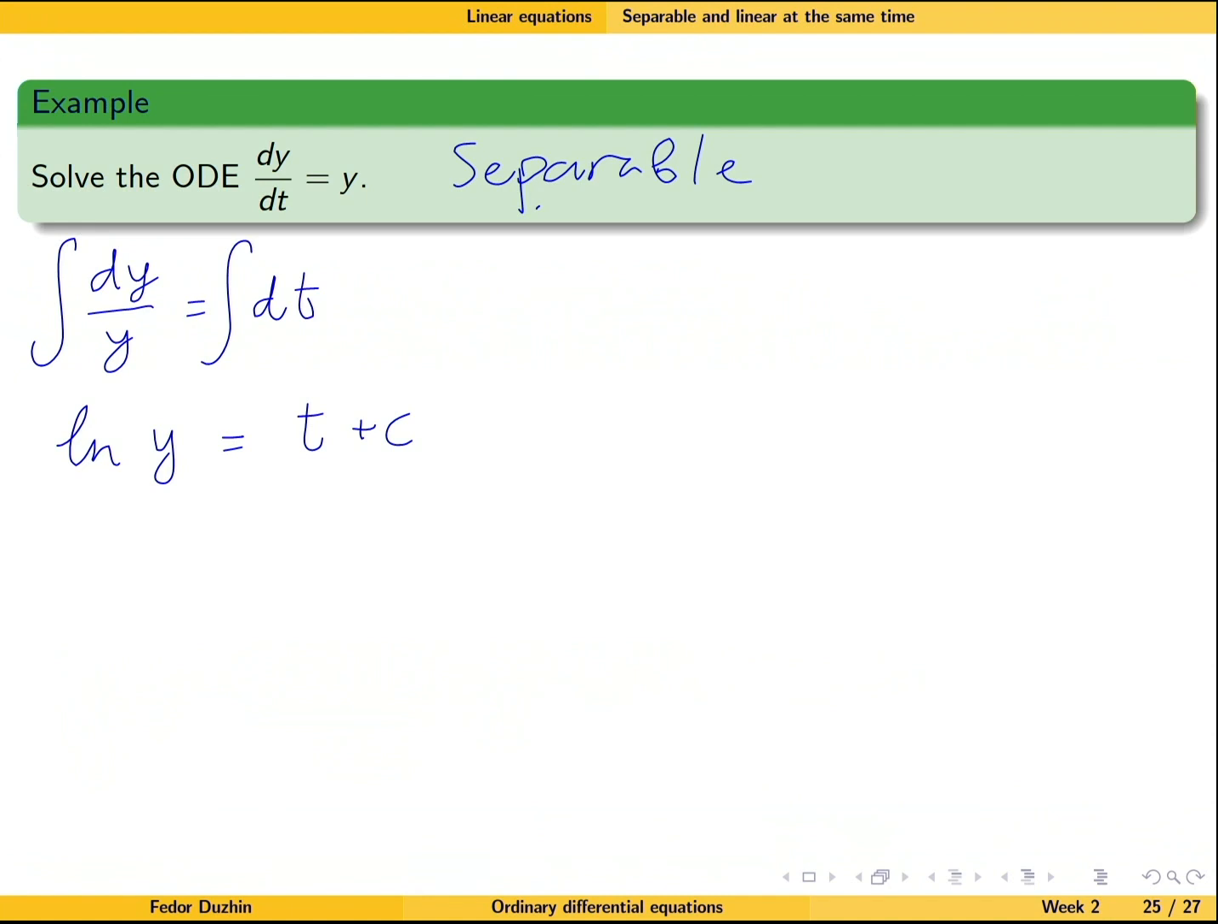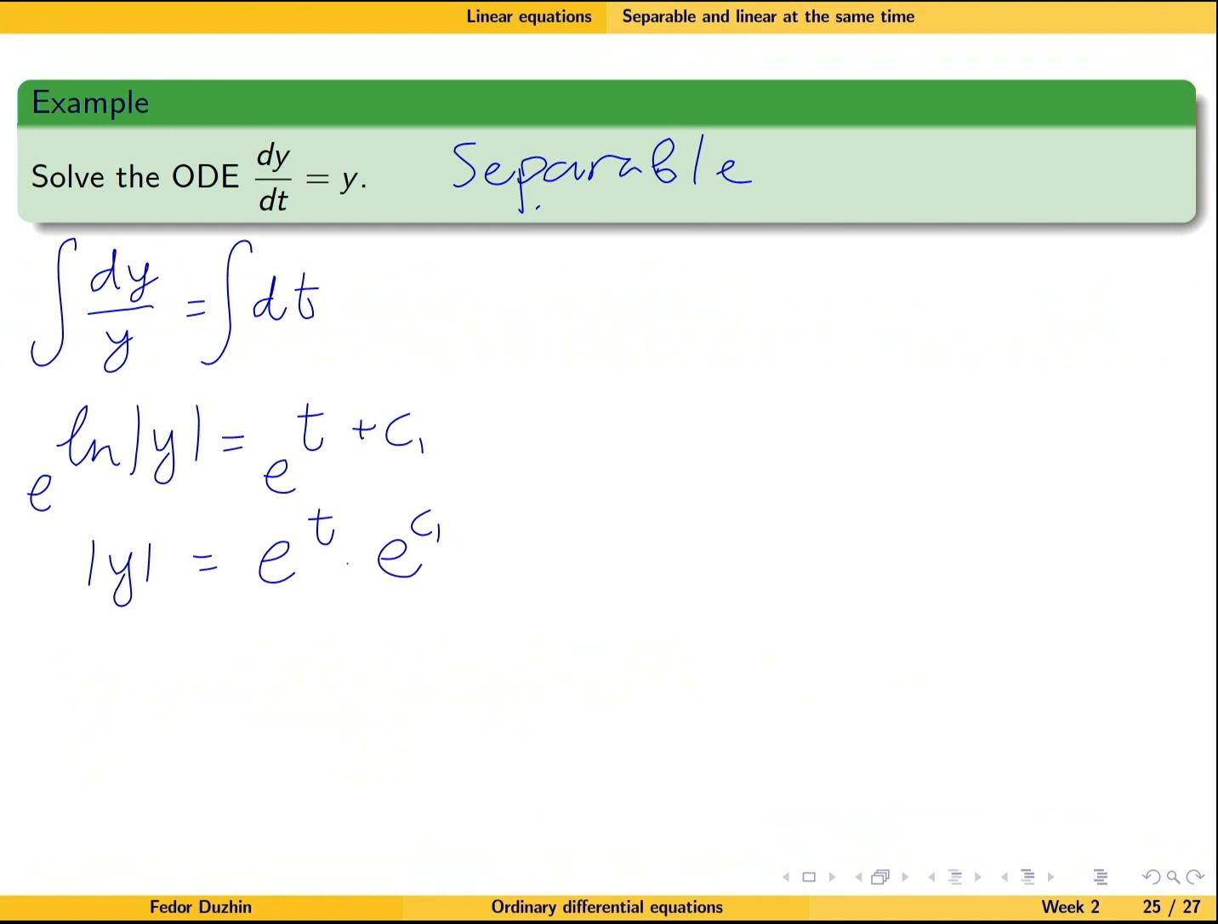But now our purpose is to find all possible solutions, and we cannot just exclude solutions with negative value of y, well, because there is no reason to do it. So strictly speaking, it should be like this. And then instead of c, I'm going to write c1 because, well, you will see why. Okay, so now let's apply the exponential function. So let's raise e to this power. So e to the power of logarithm is the expression inside the logarithm, so it's y equals e to the t times e to the c1.